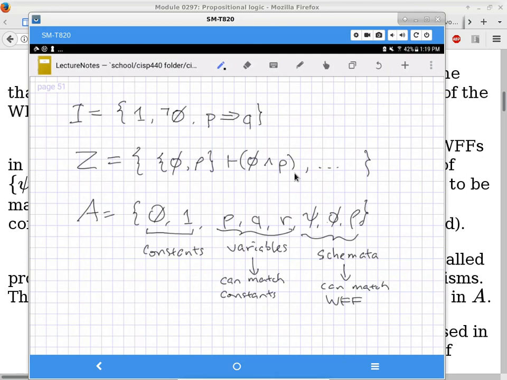But this is a transformation. It is a syntactic transformation. It is not reasoning, it is not the application of logic, it is just mechanical. Are we doing okay so far with this?